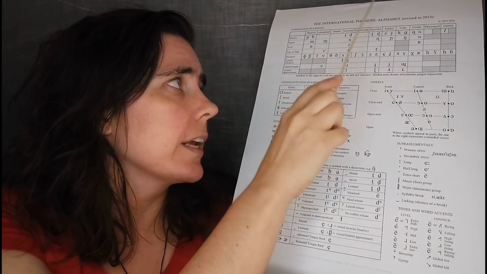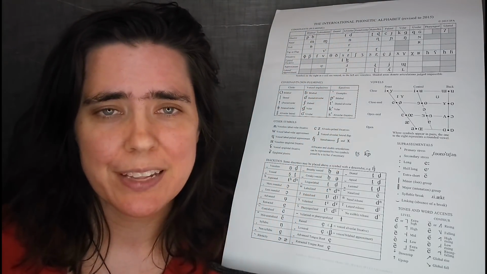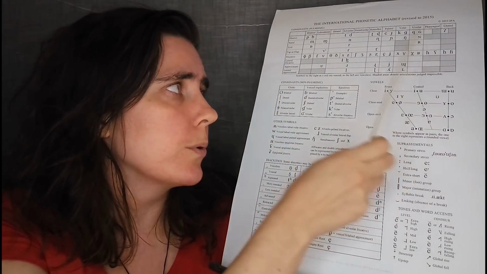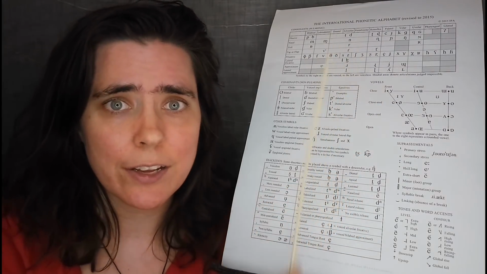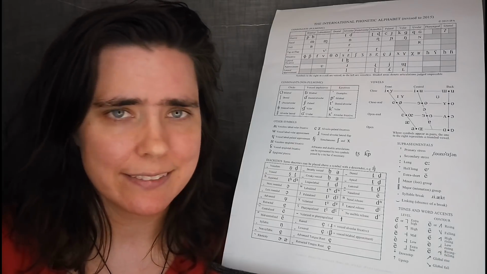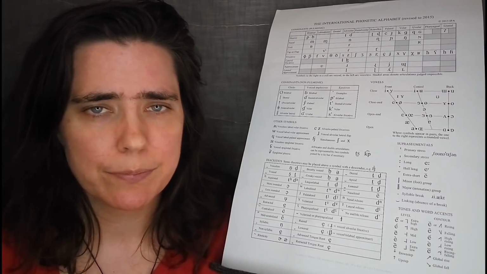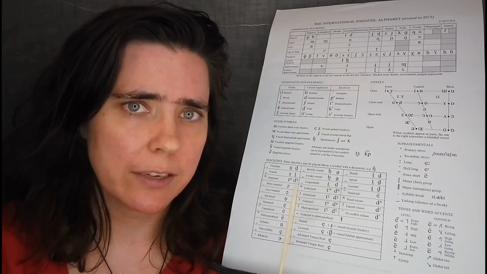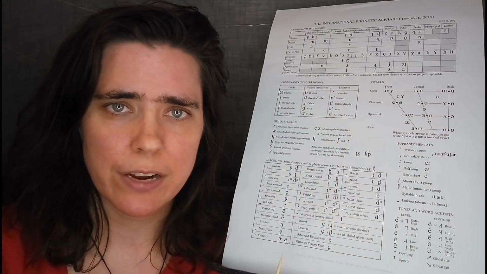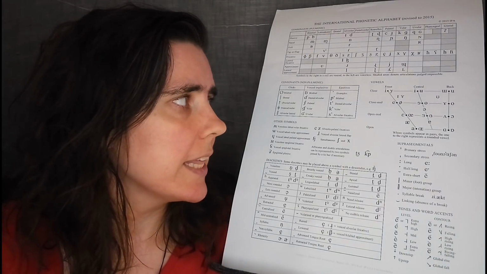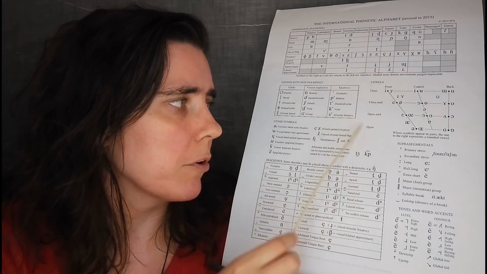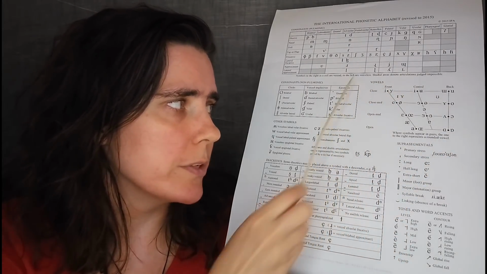International Phonetic Alphabet. So last time I went through all the consonants in the IPA, International Phonetic Alphabet, which is the system that linguists use for writing out things in phonetics. Today I'm going to be going through vowels.